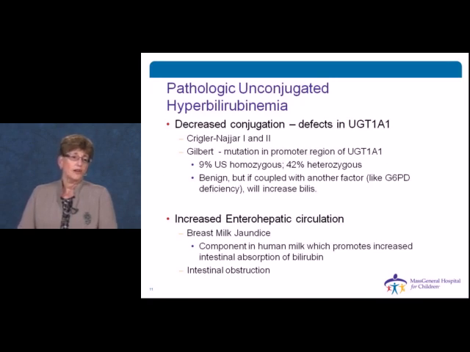And then Gilbert's disease. Gilbert's is a mutation in the promoter region of the enzyme. 9% of people in the United States are homozygous for that mutation, 42% heterozygous. It is benign. But if coupled with another factor, like G6PD deficiency in neonates, it will increase bilirubins to levels that need more therapy.